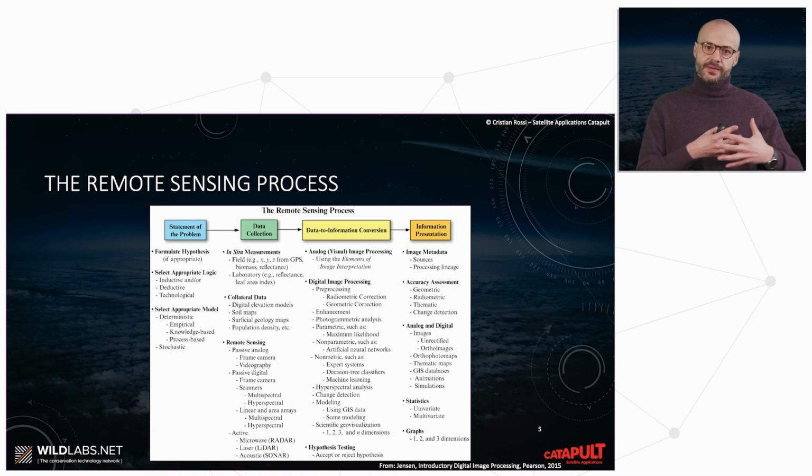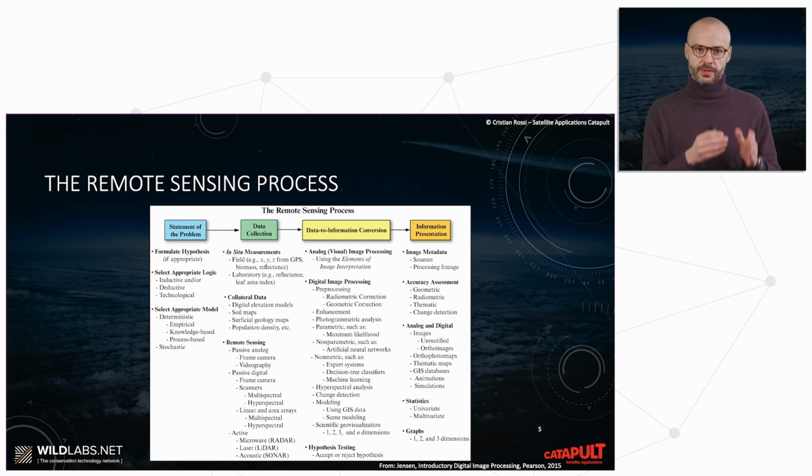Remote sensing has a defined process, which is called the remote sensing process, and this is the core of our lecture. You see this picture taken from a book. You see the reference there, Introduction to Digital Image Processing from Jensen. This is a book that I'm using in my lectures, and you will see several figures from this book through this series. So let's have a look specifically at the remote sensing process.